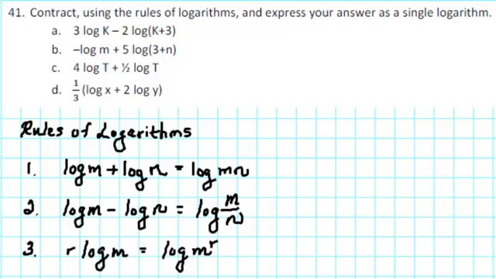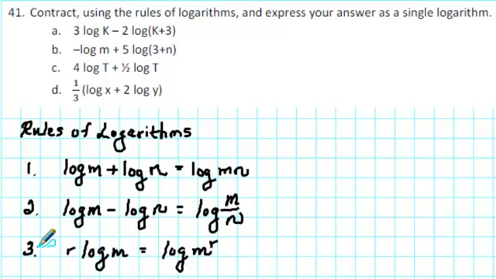Contract using the rules of logarithms and express your answer as a single logarithm. Well, let's first of all begin by reviewing the rules of logarithms. The first rule says that the sum of two logarithms is a single logarithm of a product. The second rule of logarithms says that the difference of two logarithms is a single logarithm of a quotient.